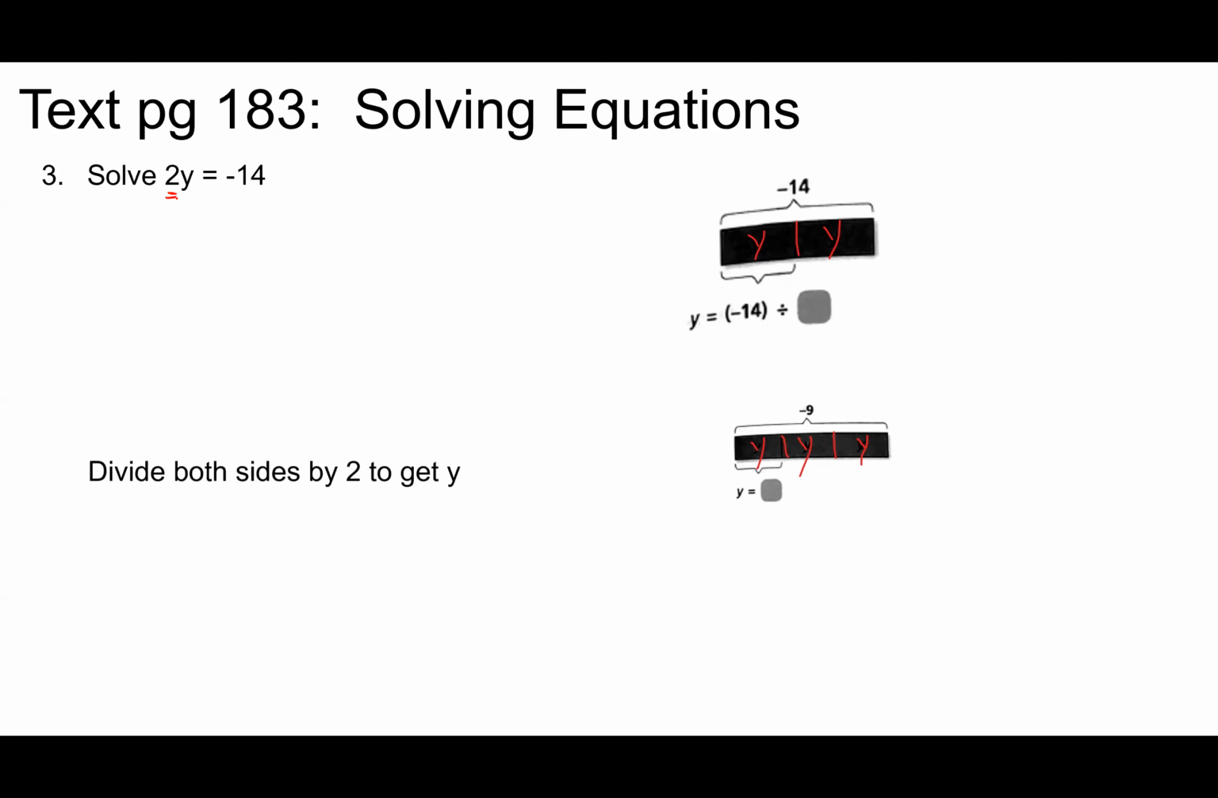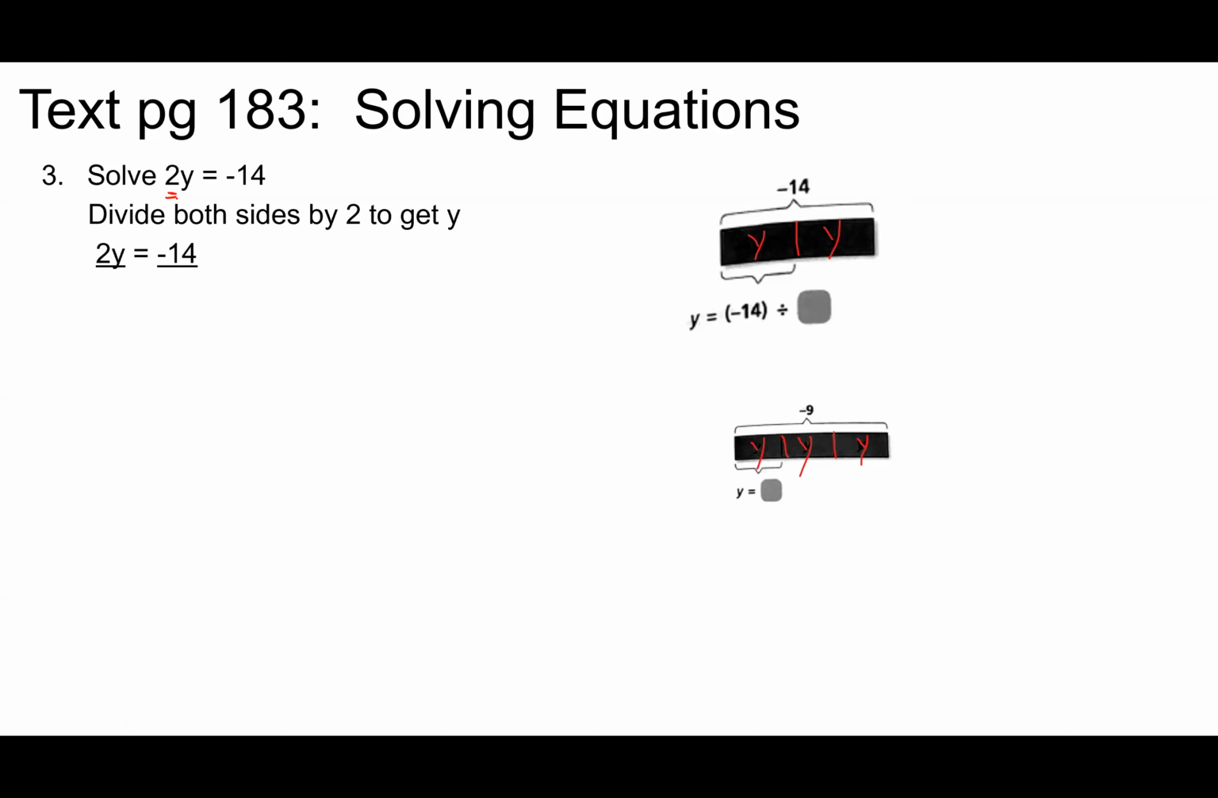So here's what I'm doing in that step. Divide both sides by 2 to get just y. Okay, so that means that I'm going to be able to cross cancel those 2, and I'm left with y equals negative 14 over 2. So what's the answer? Negative 7. That's not too hard, right, guys? No. Okay, let's do another one.